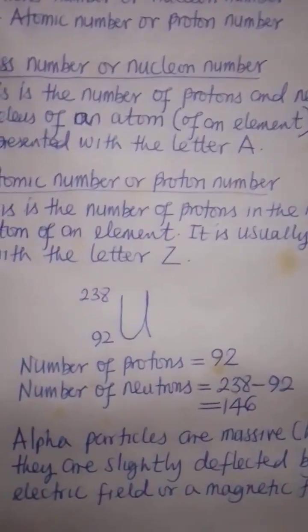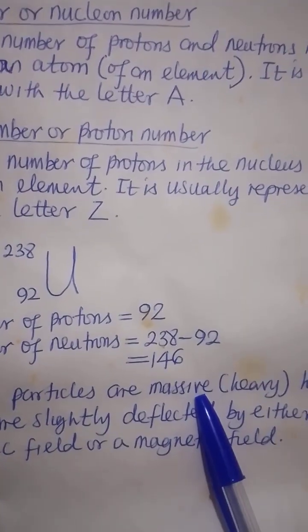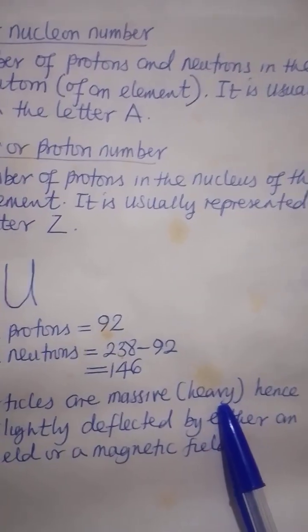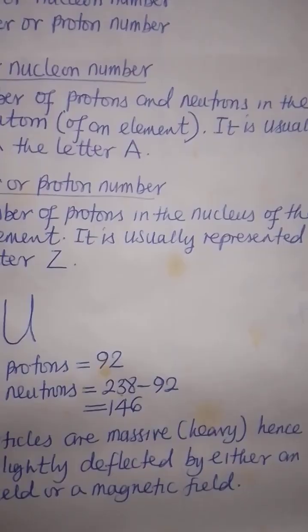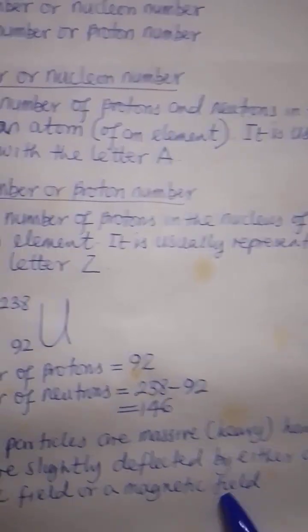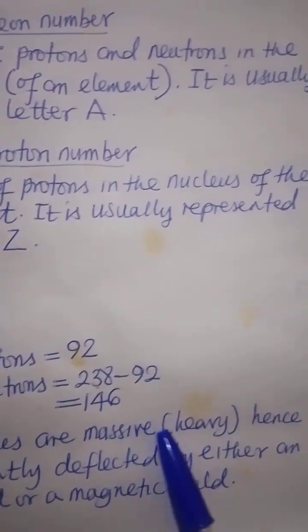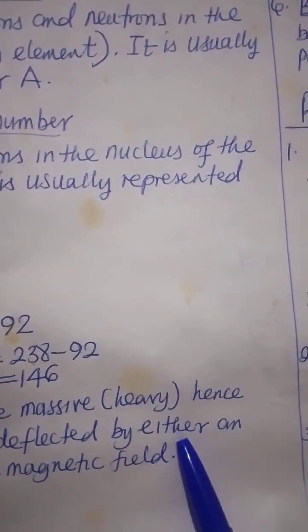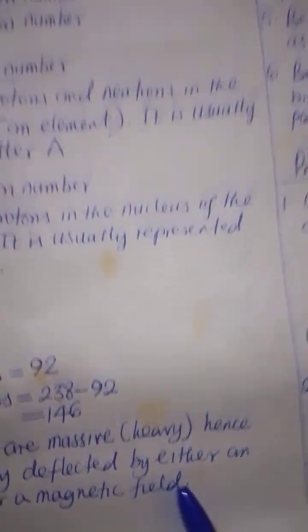Number 2 property is that alpha particles are massive. That is, alpha particles are heavy. And because they are heavy, they are slightly deflected by either an electric field or a magnetic field. So let's look at it. Alpha particles are massive, in other words, heavy. Hence, they are slightly deflected by either an electric field or a magnetic field.